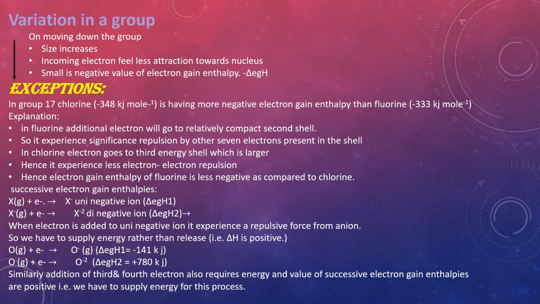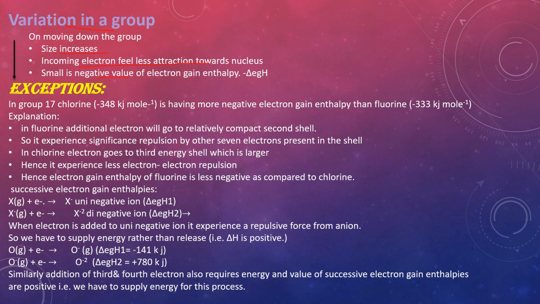Now variation of electron gain enthalpy in a group. On moving down the group, we know that size increases due to the introduction of new shells. The incoming electron feels less attraction towards the nucleus, and hence the value of electron gain enthalpy is less negative.